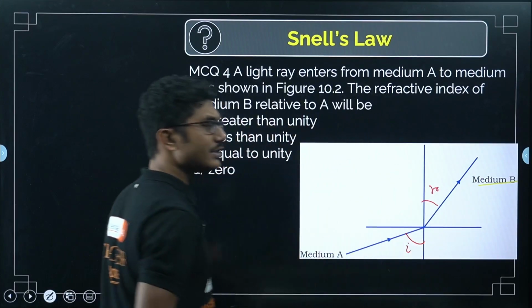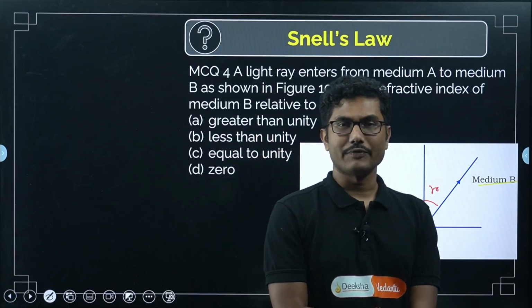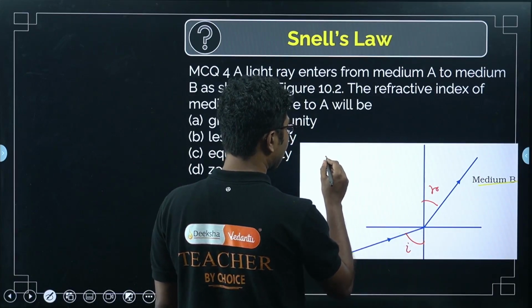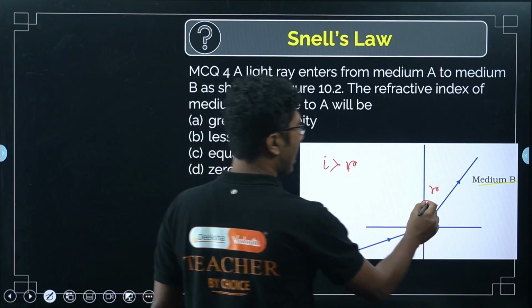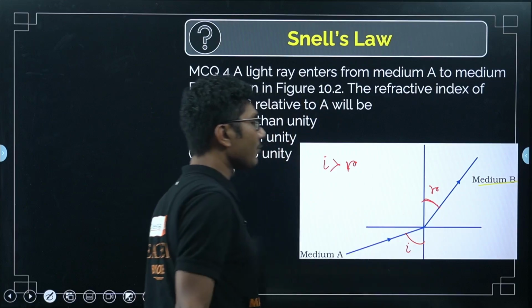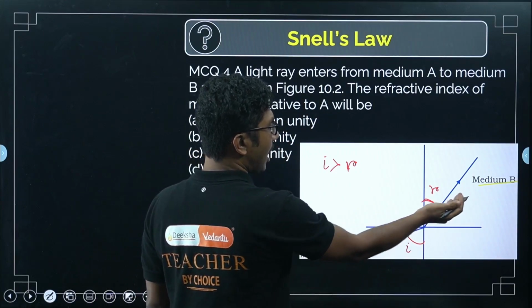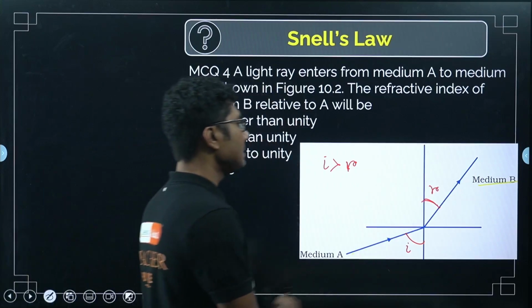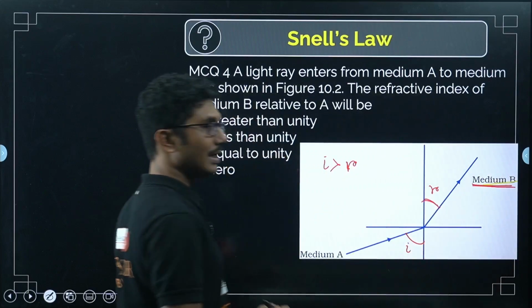Now tell me which angle is greater, the incident angle or the refracted angle. Obviously from this diagram I can tell you that i is greater than r, right? So r is smaller. You can see it clearly from this image. After refraction it is bending towards the normal. Bending towards the normal means the refractive index of medium B should be greater than that of medium A, right?